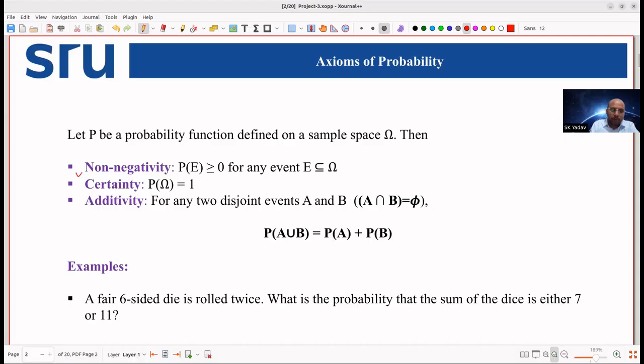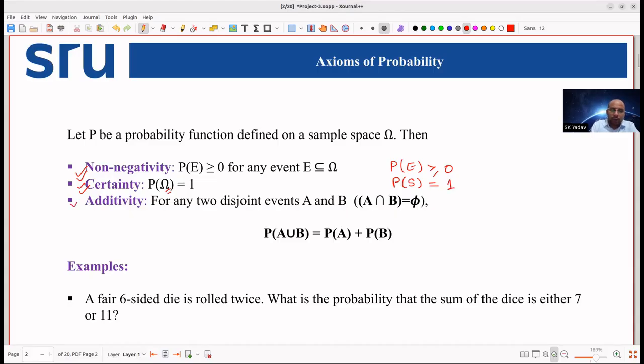The first axiom is non-negativity. That means the probability of any event E is either positive or zero. This implies probability cannot be negative. The second axiom says certainty. That means the probability of the total sample space, here taken as omega, and you can also take S, both are common notations in the literature, is 1.